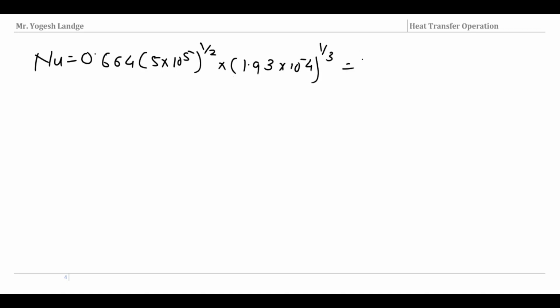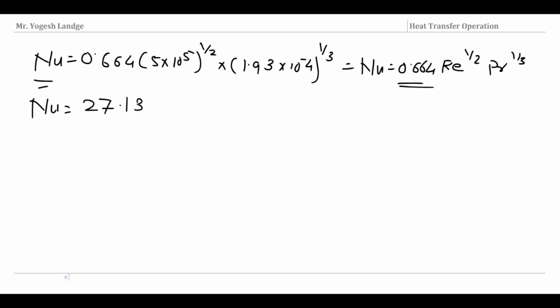So as per the correlation which we have, the Nusselt number is equal to 0.664 into the Reynolds number raised to the power 1 by 2 and Prandtl number raised to the power 1 by 3. With this equation, we try to get the Nusselt number. After doing the calculations, we got the value of Nusselt number around 27.13. Now once we have the Nusselt number, we know the formula: Nusselt number is equal to h, the heat transfer coefficient, into L, divided by the conductivity. Here the Nusselt number with us is 27.13.